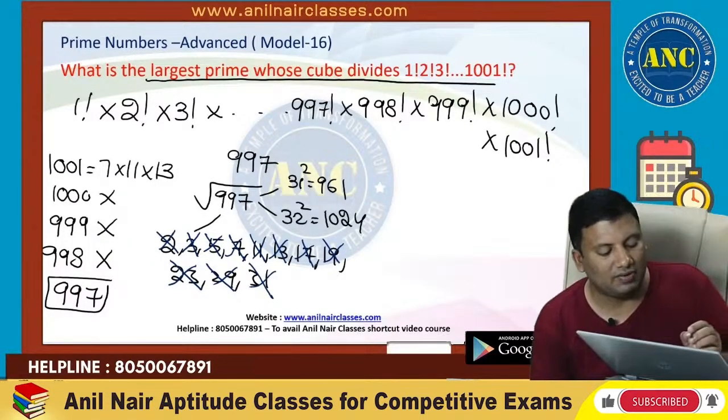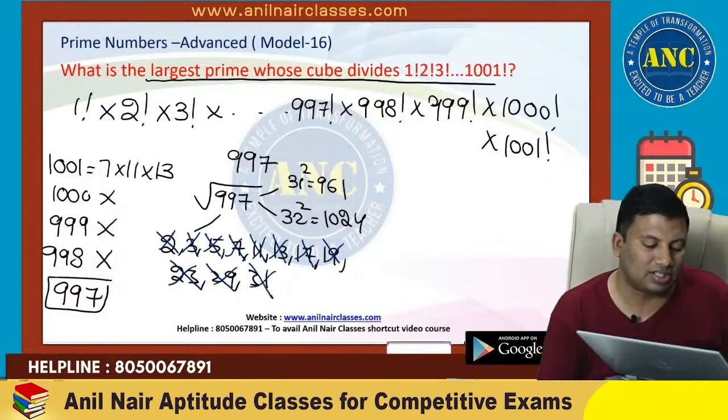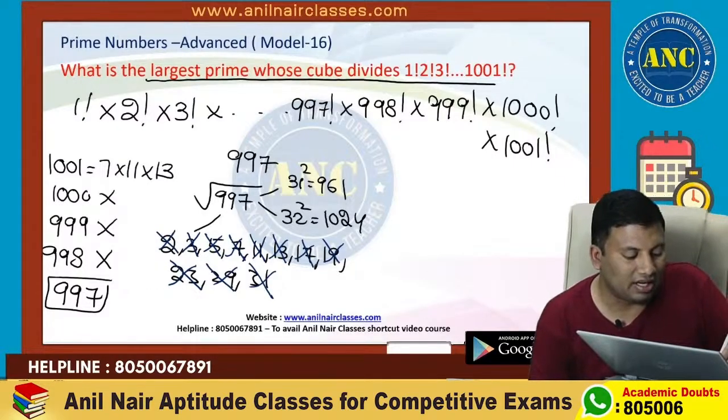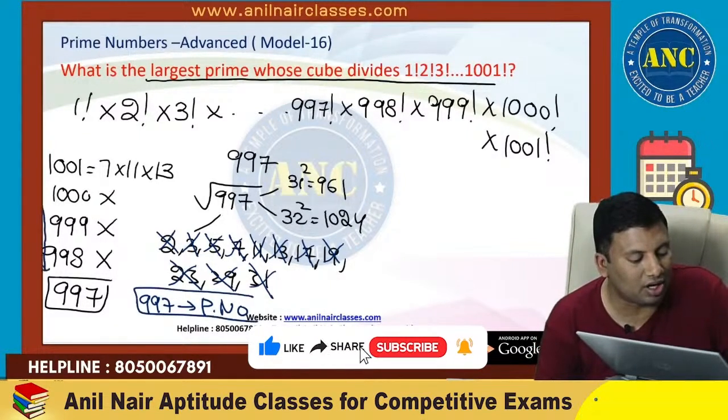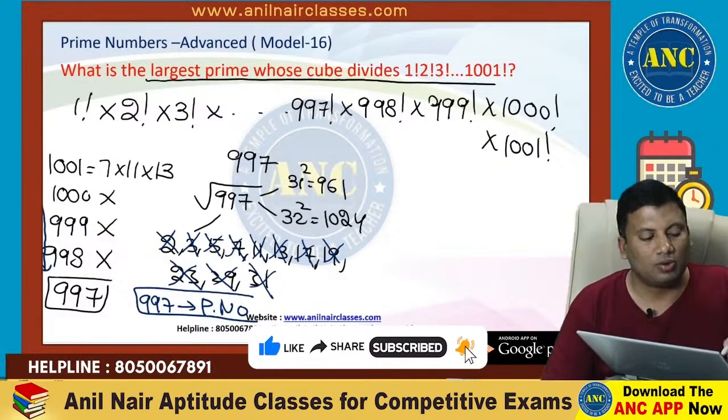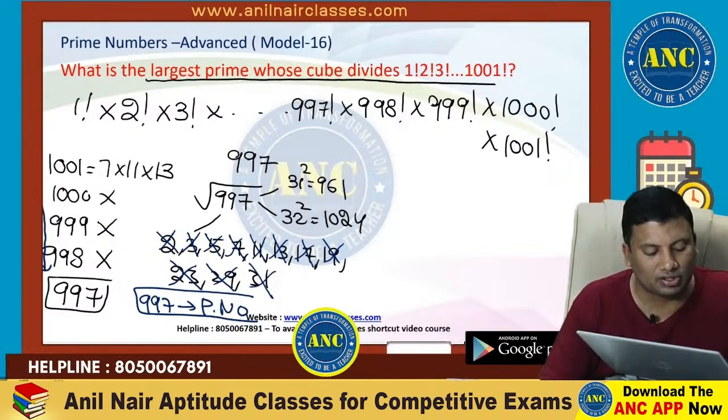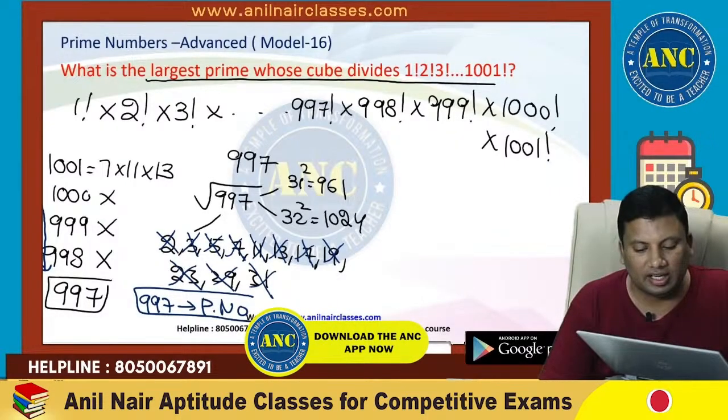It is not divisible by any of the prime numbers less than the square root of n. That means 997 is a prime number. Because it is the largest, I am coming from 1001 onwards, going back. 1001, 1000, 999, 998, not possible. So 997, it is possible.